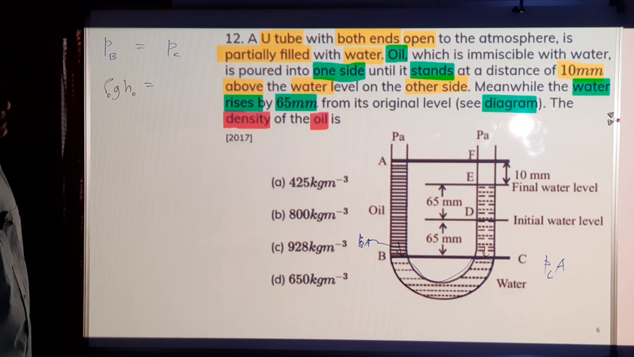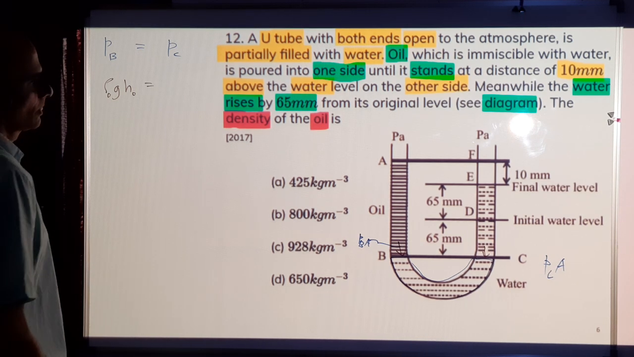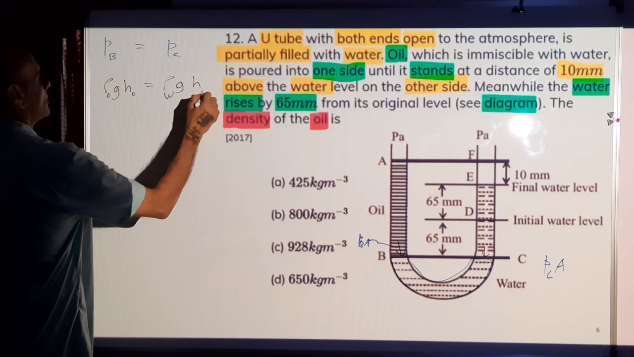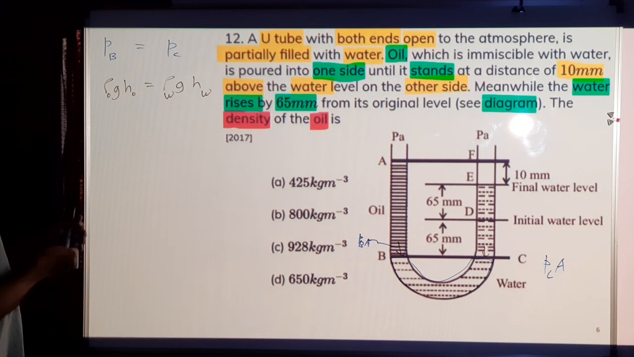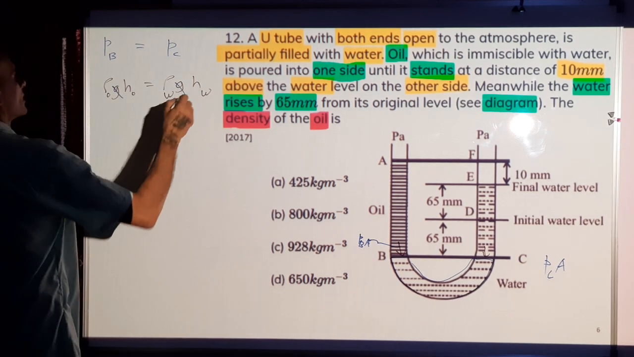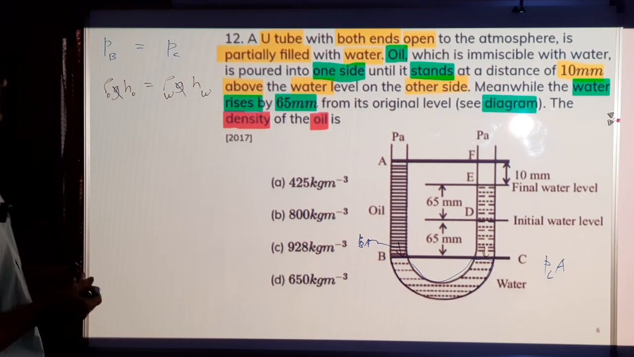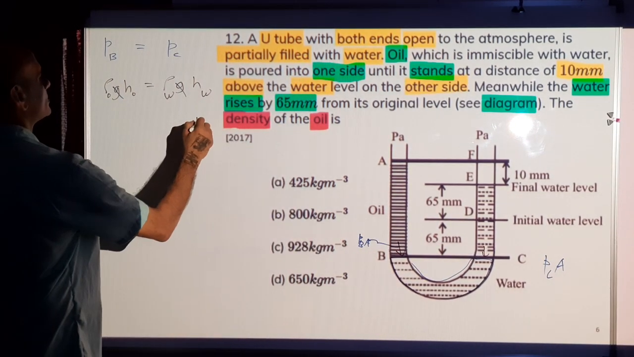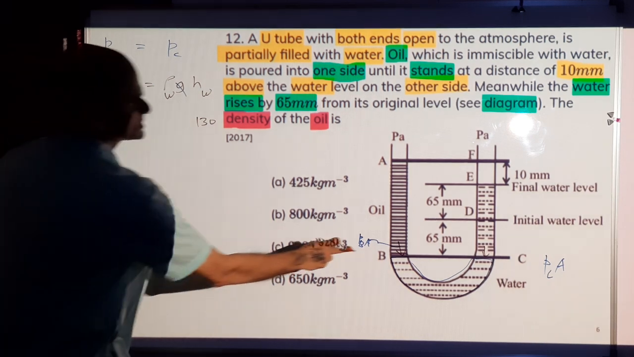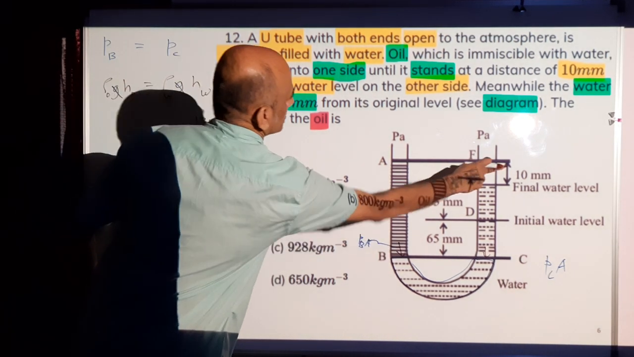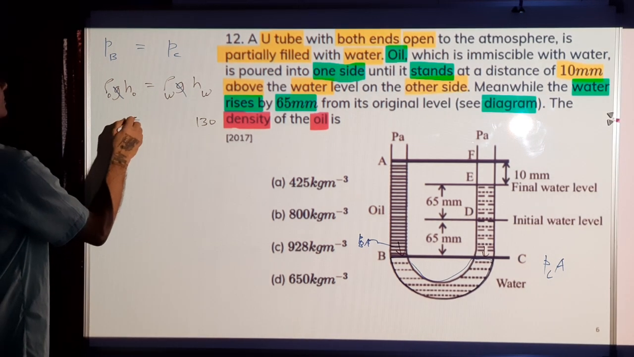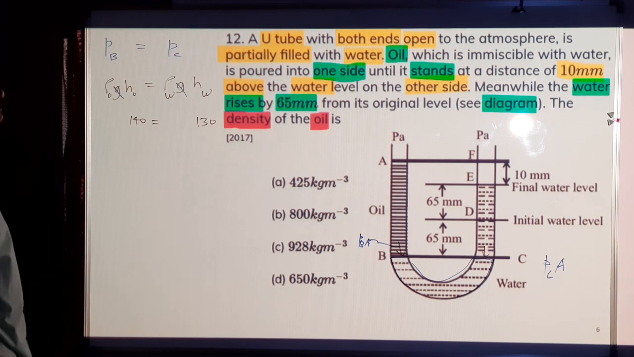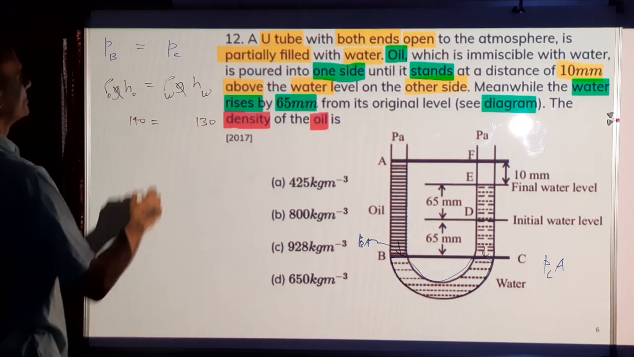Pressure at point C: above point C, water is there. So rho g h of water. g will cancel. Height of water is from here to here, 130 mm. And height of oil is from here to here, which is 130 plus 10, 140 mm. mm will cancel, so there is no need to convert the units. And the density of water is 1000 kg per meter cube.